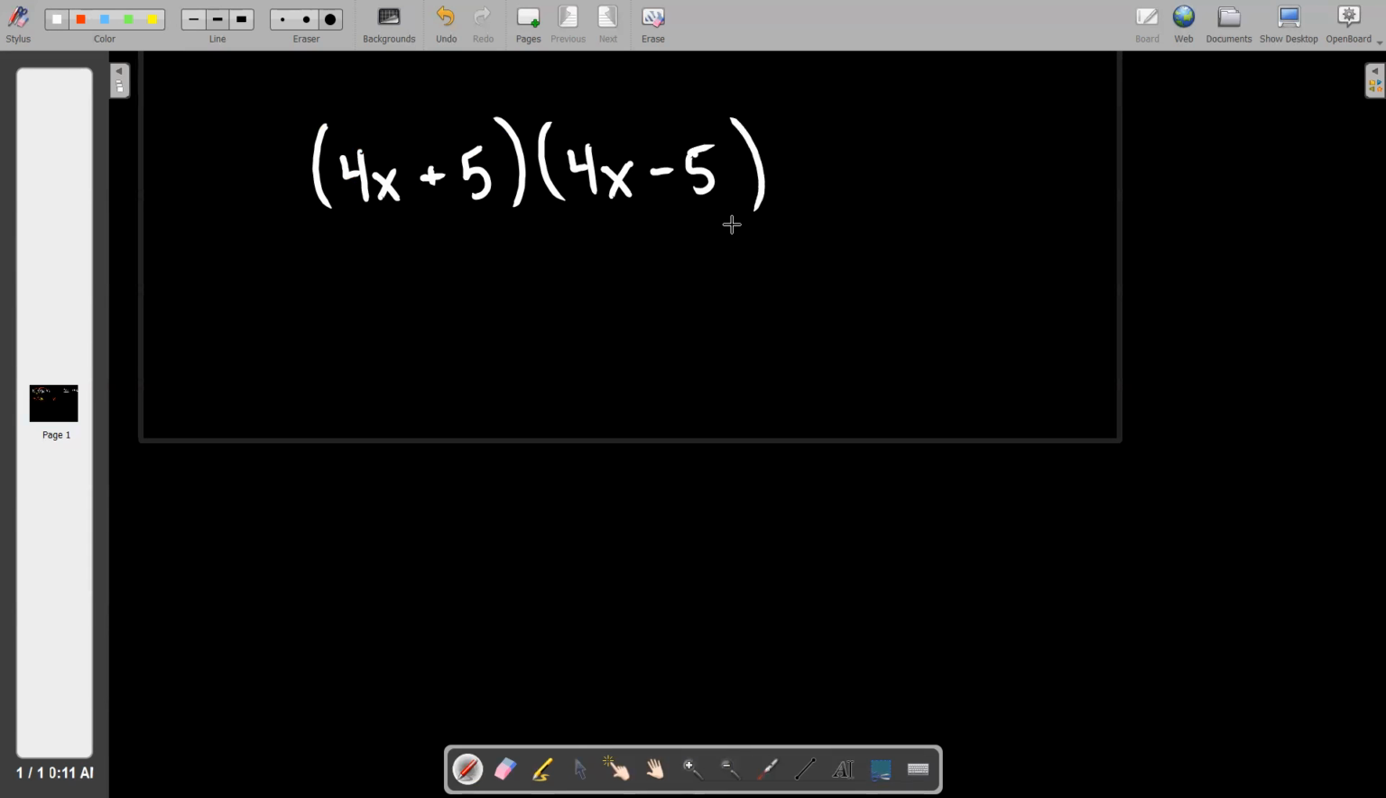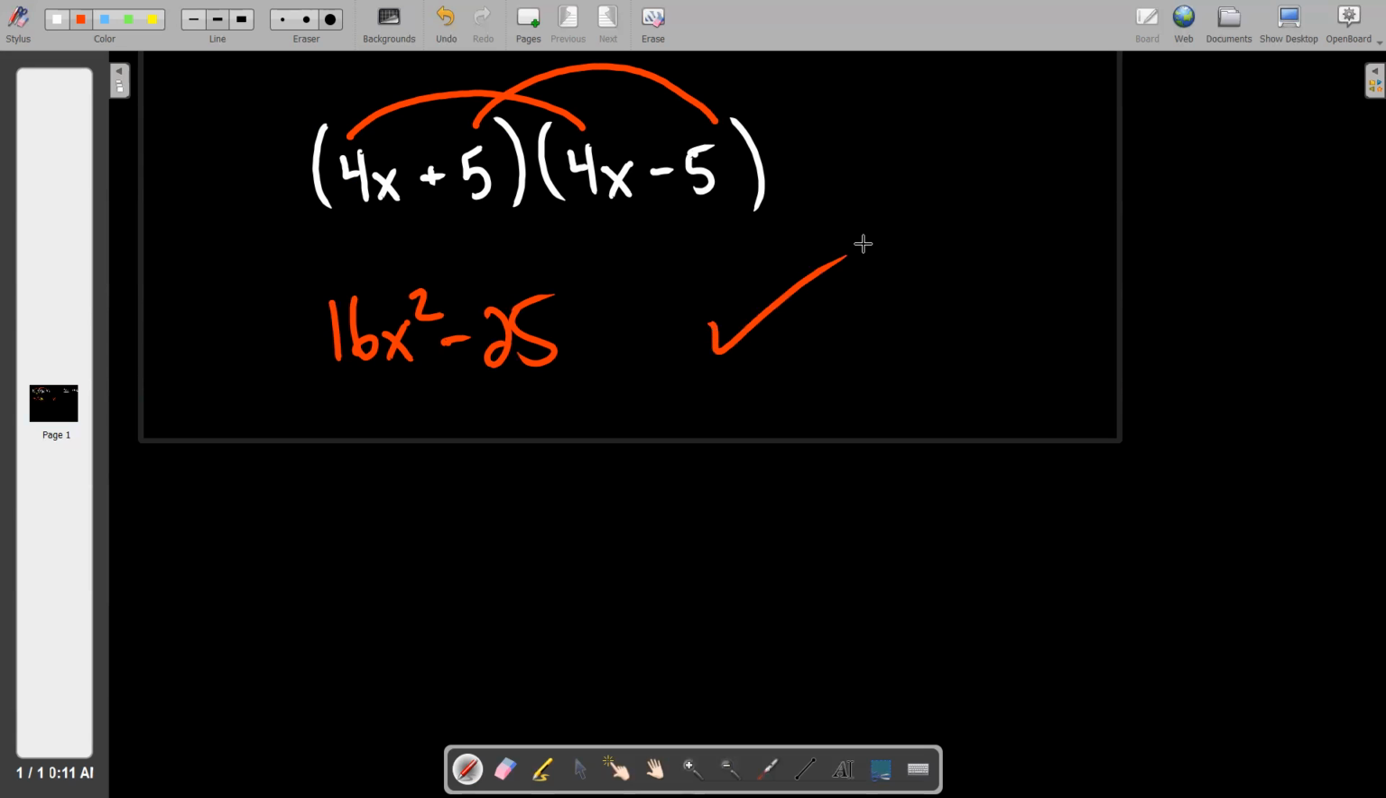And these become my favorites because then I know, wow, I can do these super quick. I don't even have to show work. So what is 4x times 4x? 16x squared. And remember, I can skip all that middle stuff because I know it's going to kill itself off. What's 5 times negative 5? Negative 25. And just like that, done.